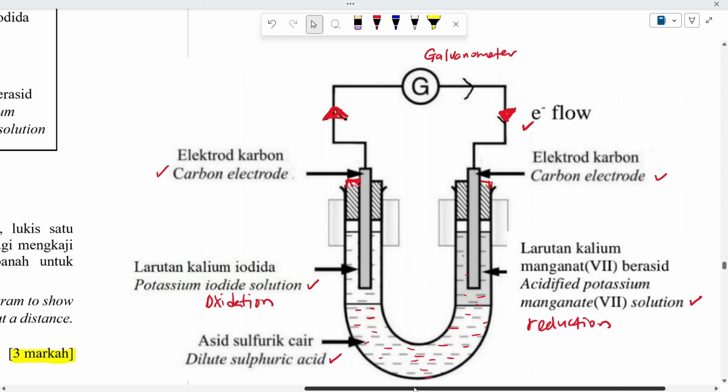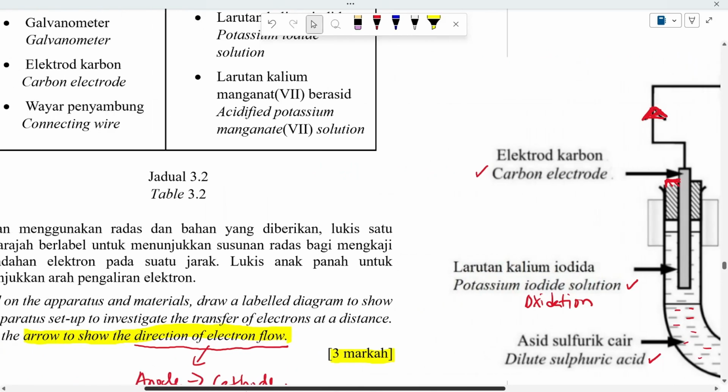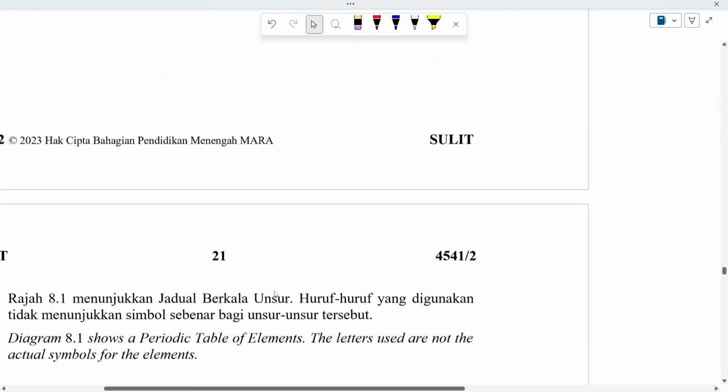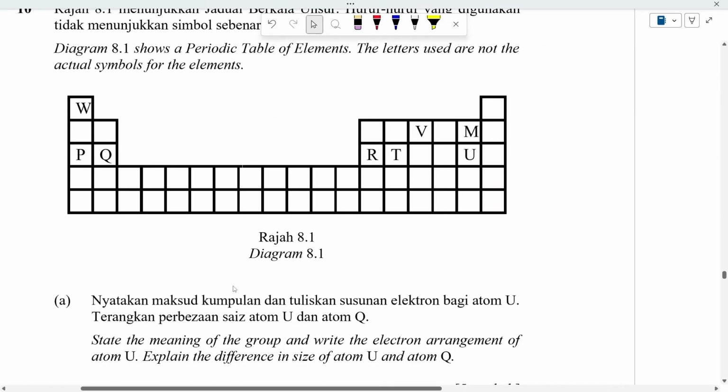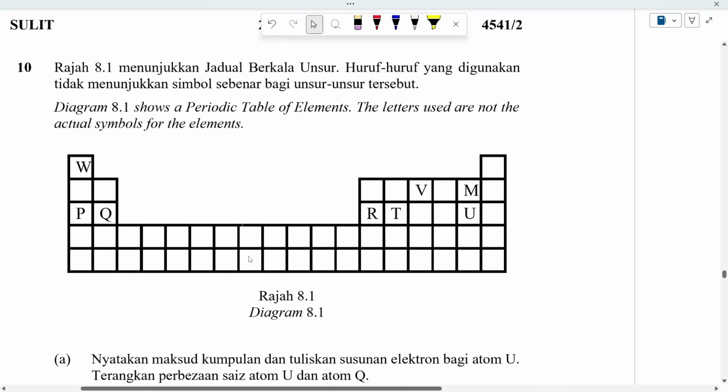Okay. Next, question number 10. A diagram shows a periodic table of elements. The letters used are not the actual symbols for the elements here. So W, P, W, V, M, P, Q, R, T, U. Okay. Now, class, first question.